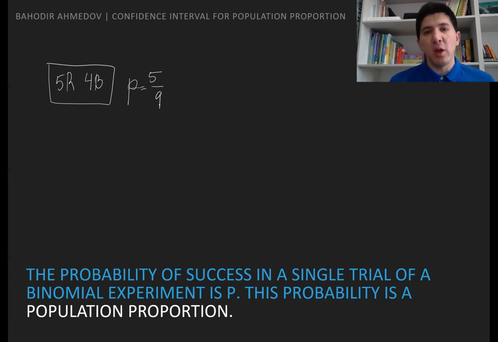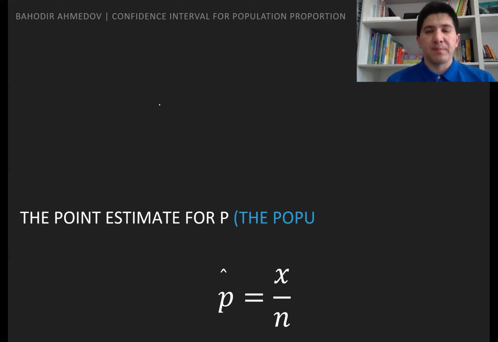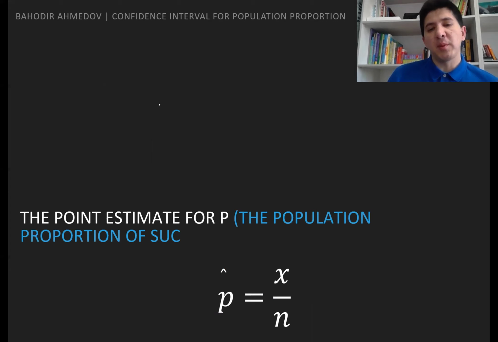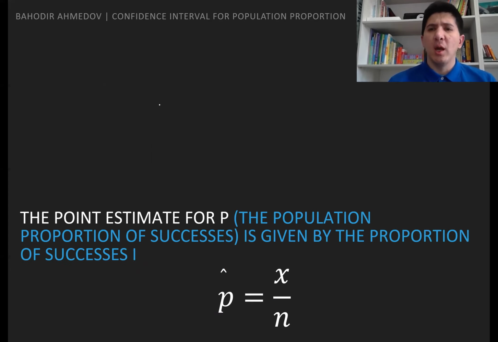If I would like to know the proportion of the red balls inside this box, what I have to do is divide the 5 by the total number of balls inside this box. So this probability of success in a binomial trial is actually the same as the population proportion. So what we can do is estimate the population proportion.